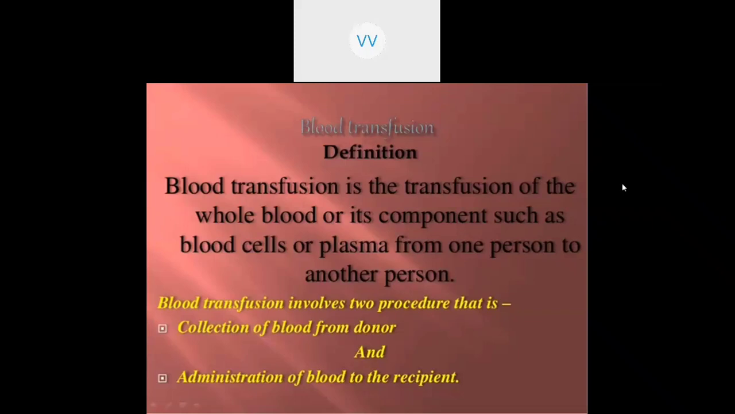It is the process of transfusion of the whole blood or its components. I will tell what the components of the blood are. There are different components of the blood: red blood cells, plasma, platelets, and FFP, fresh frozen plasma. In the types of blood, there is whole blood and PRBC, packed red blood cells. That's the transfusion of this whole blood or its components, such as blood cells or plasma, from one person to another person.